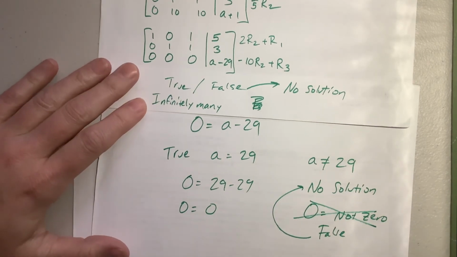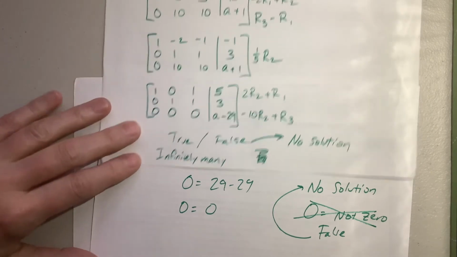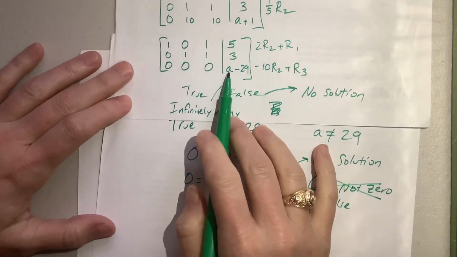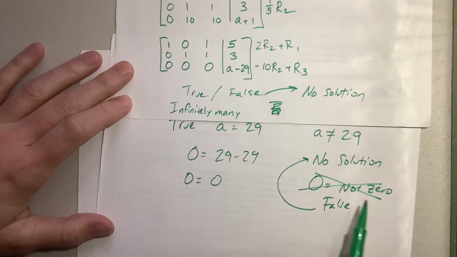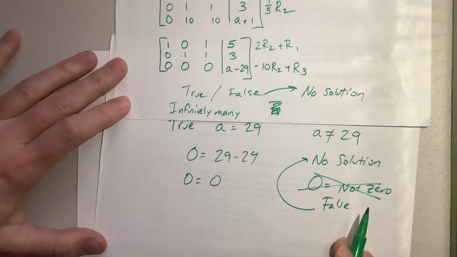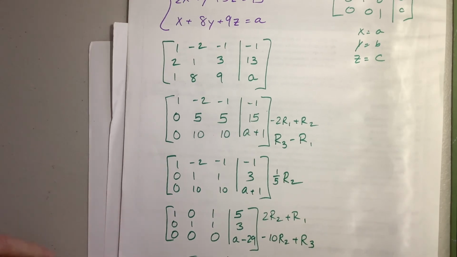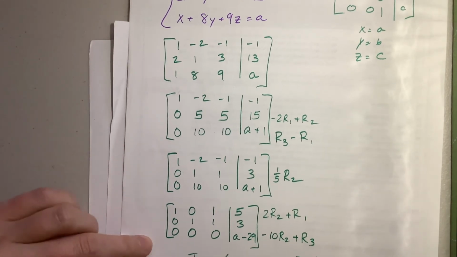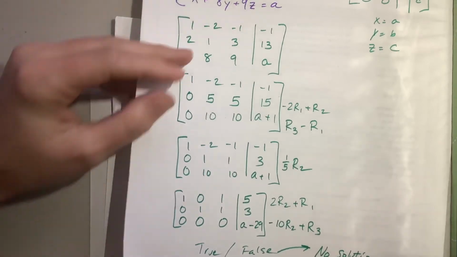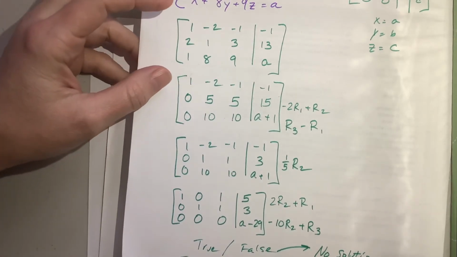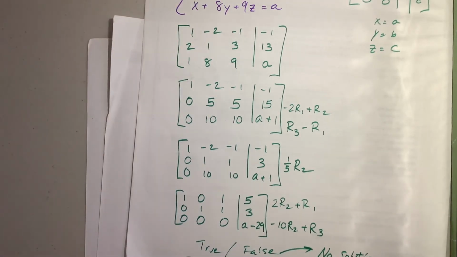Okay, does that make sense? So what happens here is we have infinitely many solutions when a is equal to 29. We have no solution at all when a is equal to anything else. So let's make sure that you get a chance to practice doing some row operations. I did have a video where I did this with a 2x2, so hopefully you've watched that before you watch this. If not, go do it now, and then watch this again. Good luck to you. Practice, practice, practice.